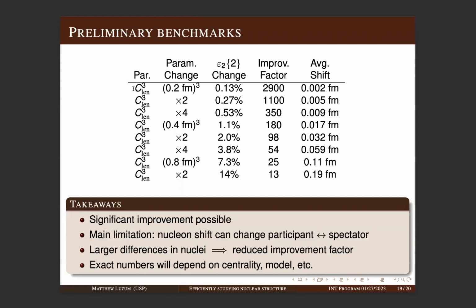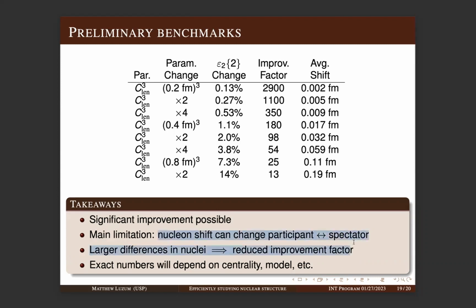When I change the C cubed by this amount, this is the change in epsilon2. This is the improvement factor that I mentioned. And I showed this just because it's related to how much improvement you get. It's the average amount that each nucleon moved when I implemented that change in the parameter. You can see that the more you move nucleons around, the less improvement you get. Basically, you can get very significant improvements, but it does vary. And if you have much bigger changes to your nucleus, you'll get less benefit by doing this.